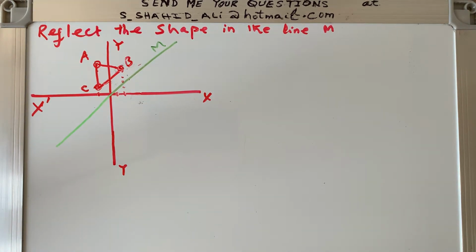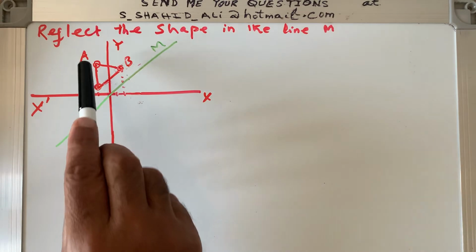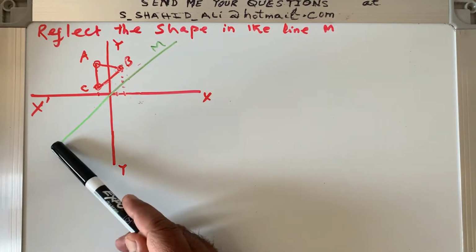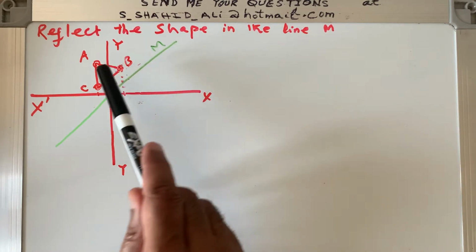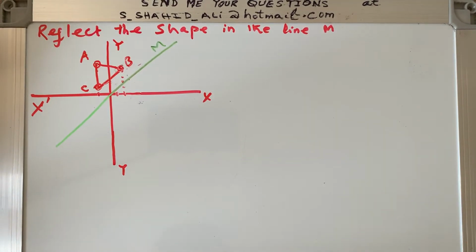Today we have a question: reflect the shape in the line M. Previously we have seen how to reflect in the x-axis or y-axis, and this time we have a figure ABC and it is asked to reflect in the line M. I have to reflect this ABC figure, a geometrical figure, which is a triangle, in the line M. So what will be the reflection in the line M?